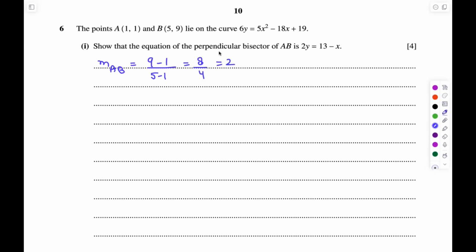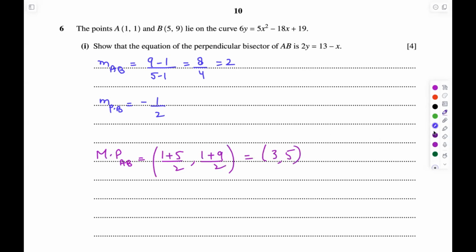Now the perpendicular bisector means it is at a right angle. So the gradient of the perpendicular bisector will be the negative reciprocal of 2. So that will be equal to minus 1 upon 2. To form the equation, we need a point on the line. So to find a point on the perpendicular bisector, we know that it passes through the midpoint of AB. The midpoint of AB will be x1 plus x2 upon 2, so that will be 1 plus 5 upon 2, comma, y1 plus y2 upon 2. Simplifying this, we'll get the coordinates as (3, 5).